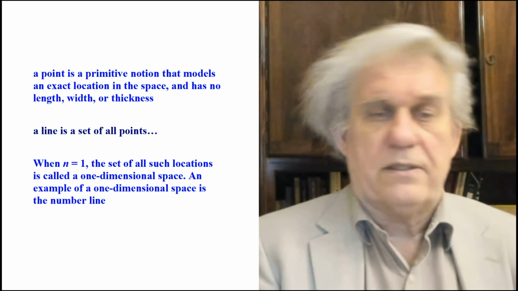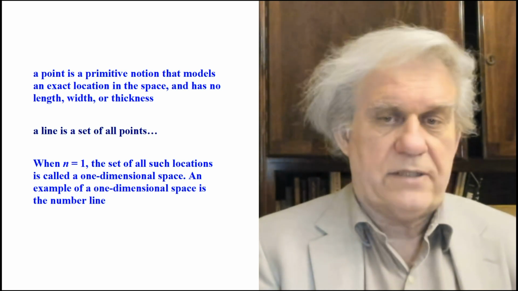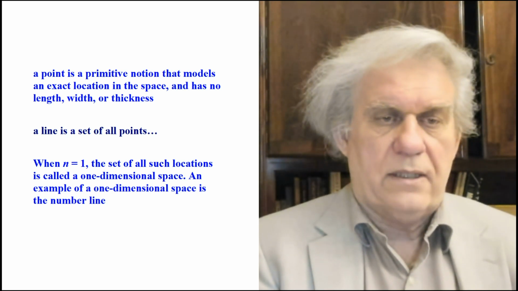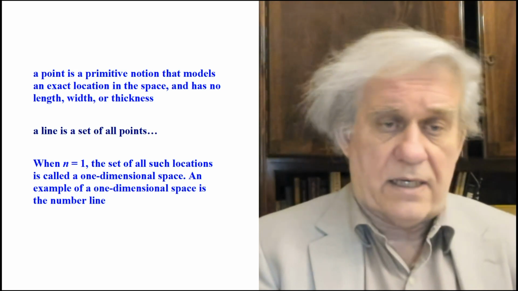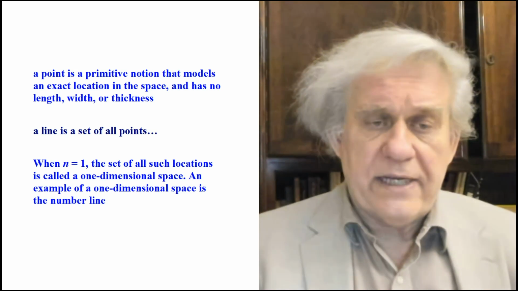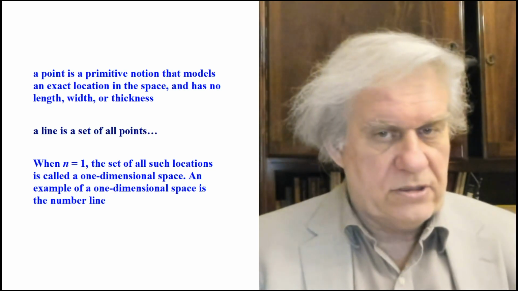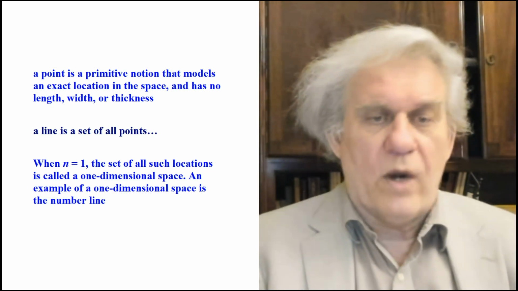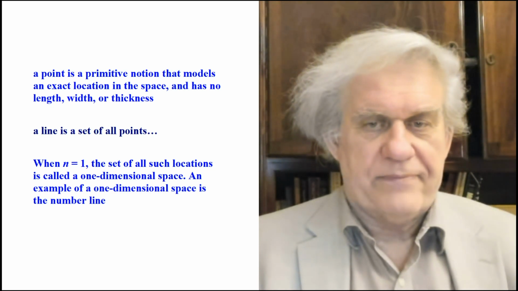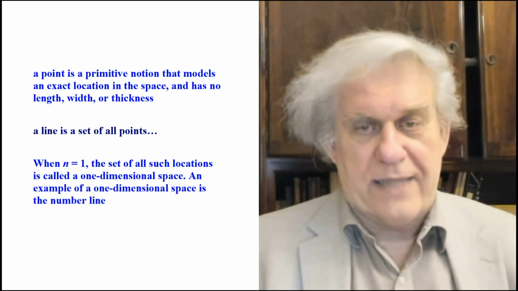It has no length, width, or thickness. Okay, so what are we talking about? We're talking about location. And a line is a set of all points. In fact, you'll find another statement there that says, when n equals 1, the set of all such locations is called a one-dimensional space. Okay, so what are they talking about? They're saying that a line is a bunch of locations.